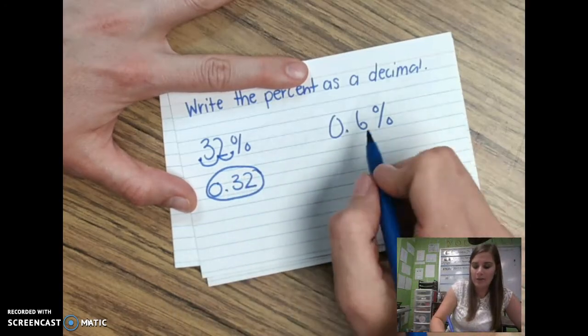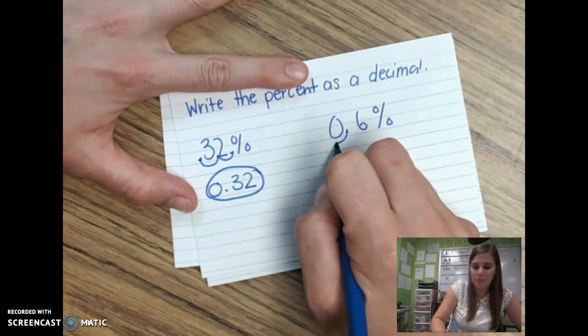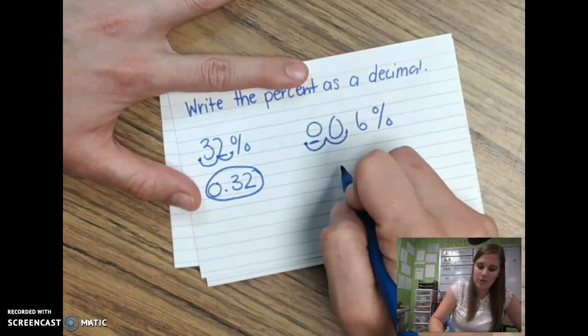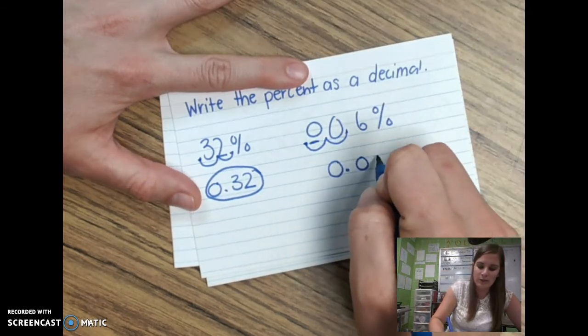Over here, your decimal's already there, and you still have to move it 2 times. So 1, 2. We have an empty spot there, so we're going to put a 0 there. So our answer is 0.006.